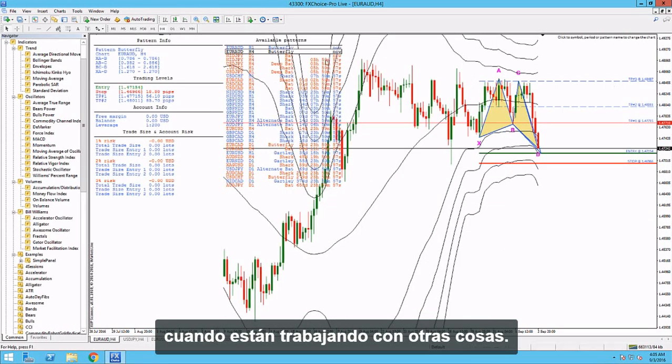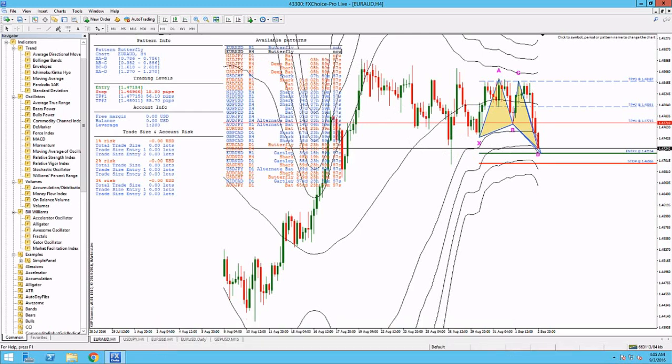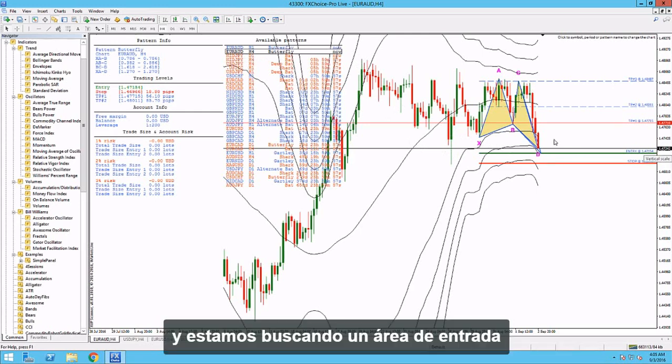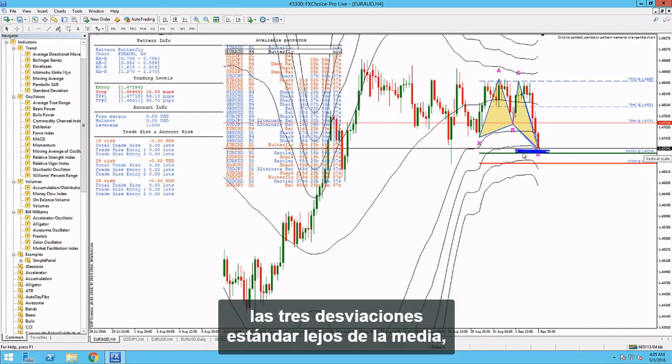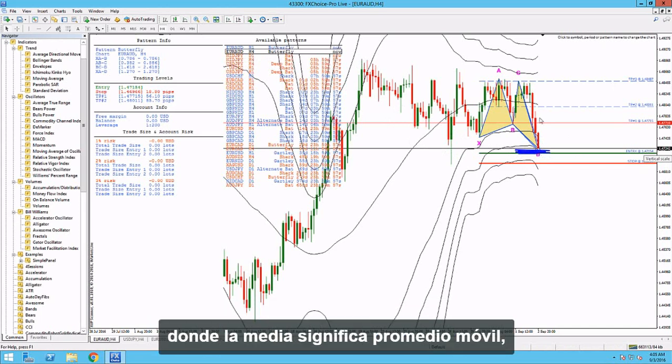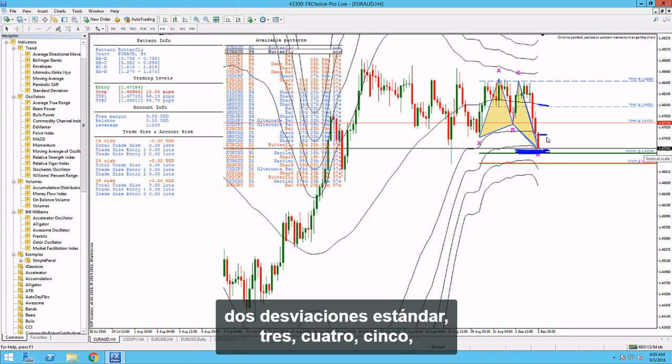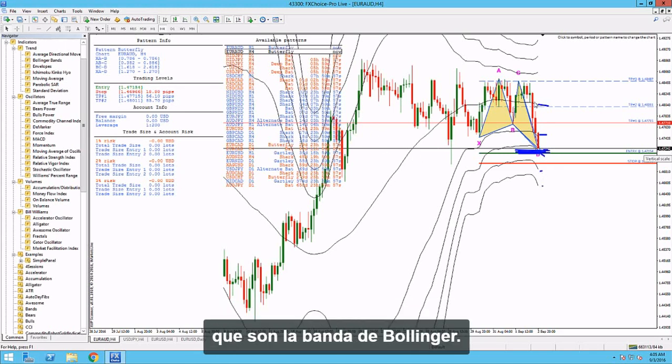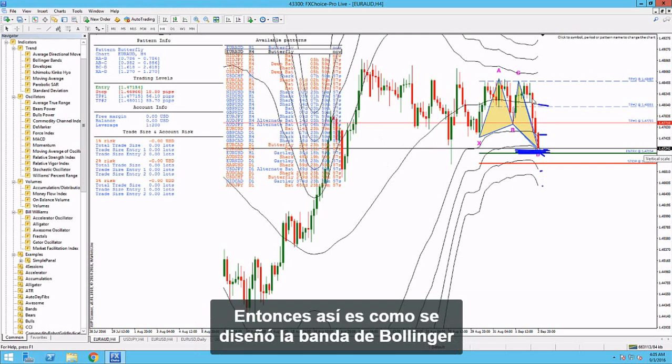with other things. So for instance, EUR AUD, hourly 4, and we're looking at an entry area, and it's also in conjunction with the 3 standard deviations away from the mean, meaning the moving average, and then 1 standard deviation, 2 standard deviations, 3, 4, 5, which are the Bollinger Band. So this is how the Bollinger Band was designed originally.